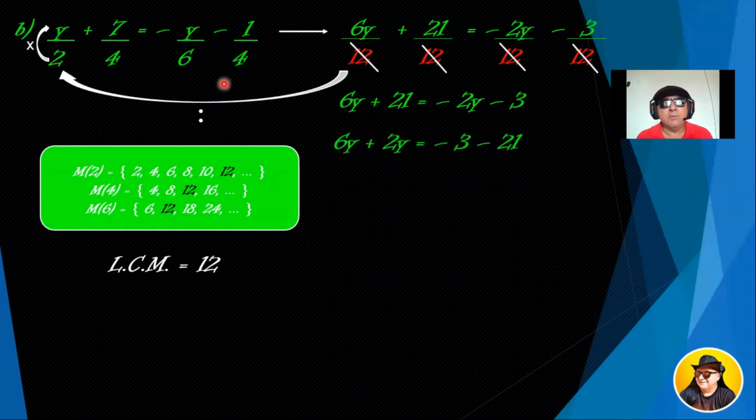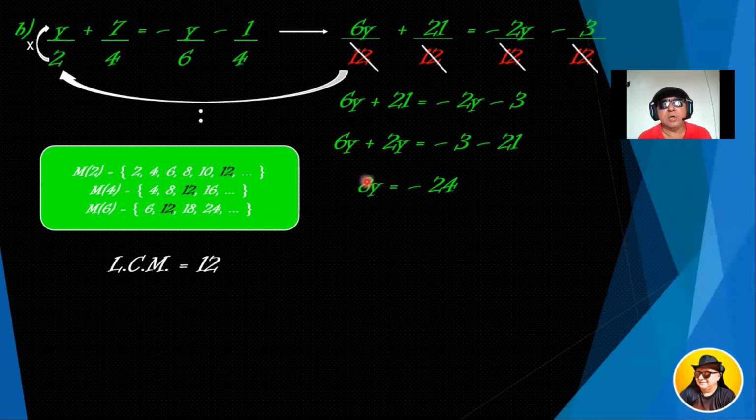Okay, so see what I have. 6y plus 2y, because it was minus 2y, now it is plus 2y. Minus 3 is on the right, and plus 21 now is minus 21. Let's operate. 6y plus 2y is 8y. Minus 3 minus 21 is minus 24. Remember, same sign, add and keep the same sign. Always like this.